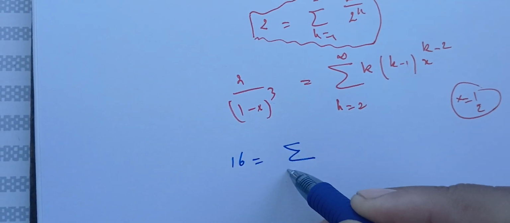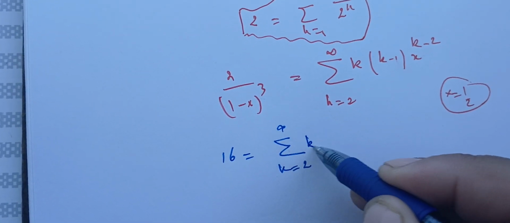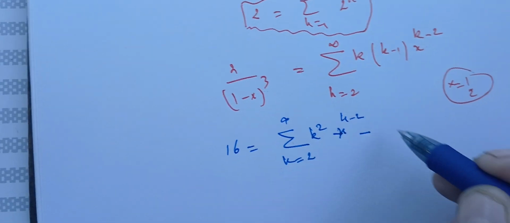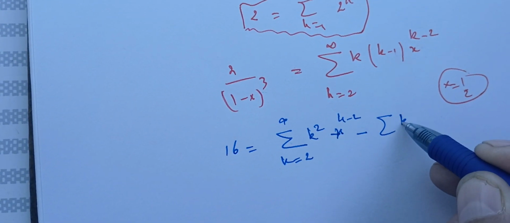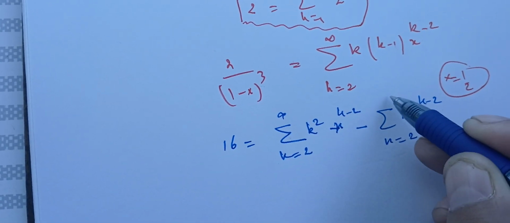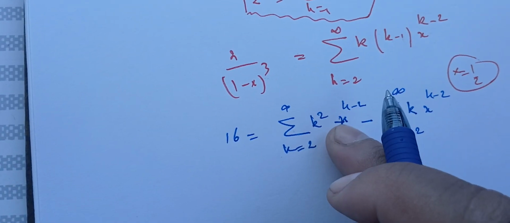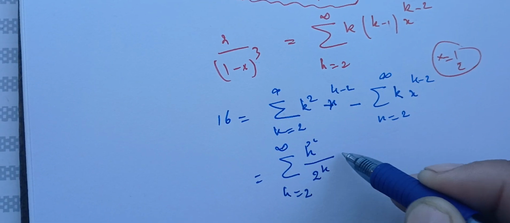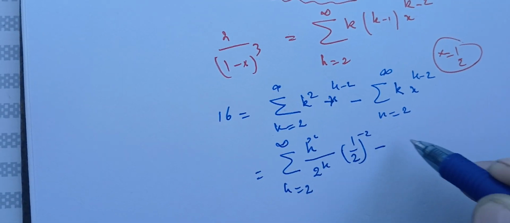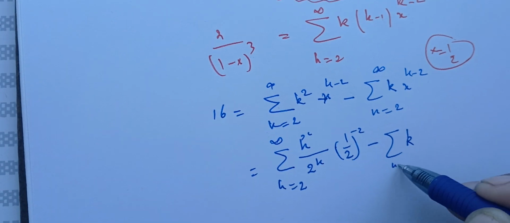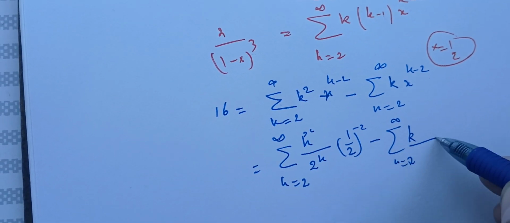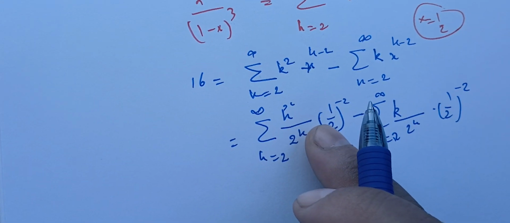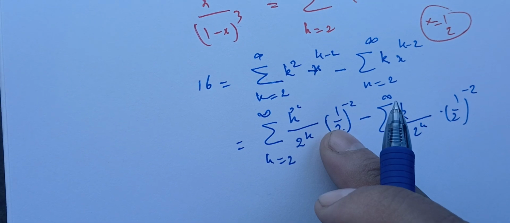So I have 16, and the sum k going from 2 to infinity of k squared minus k, times x to the power k minus 2, which is the sum of k squared times x to the power k minus 2 minus the sum of k times x to the power k minus 2, k going from 2 to infinity. Once I plug x is 1/2 here, I'm going to have the sum k going from 2 to infinity of k squared over 2 to the power k times 1/2 to the minus 2, minus the sum of k over 2 to the power k times 1/2 to the minus 2. So this is 4.